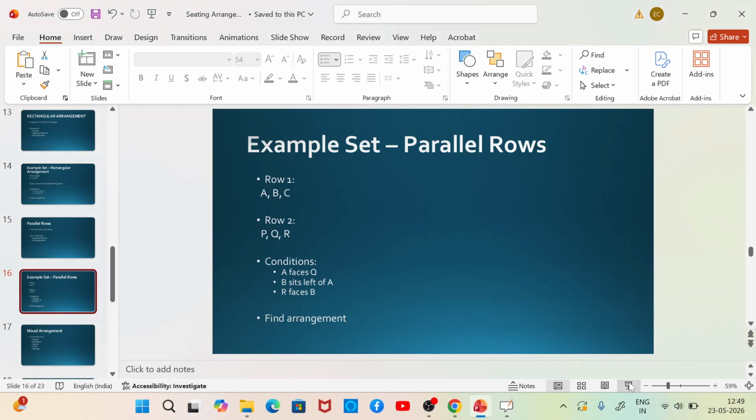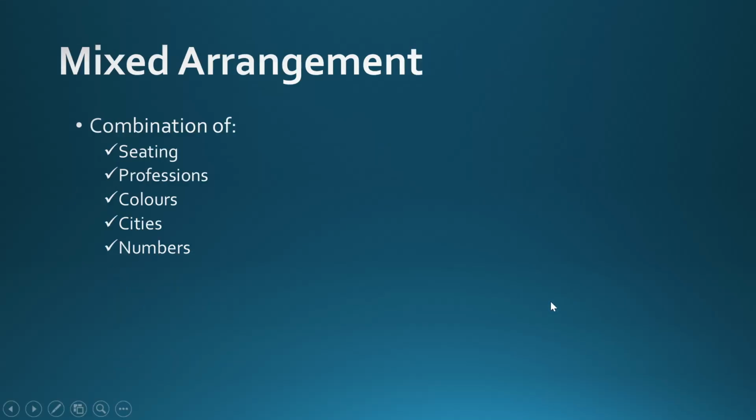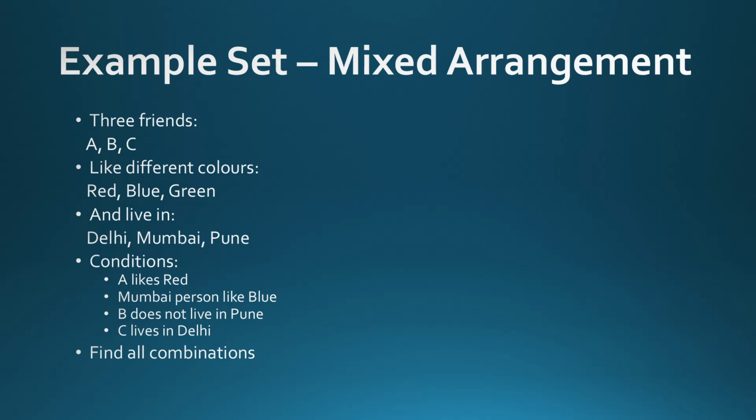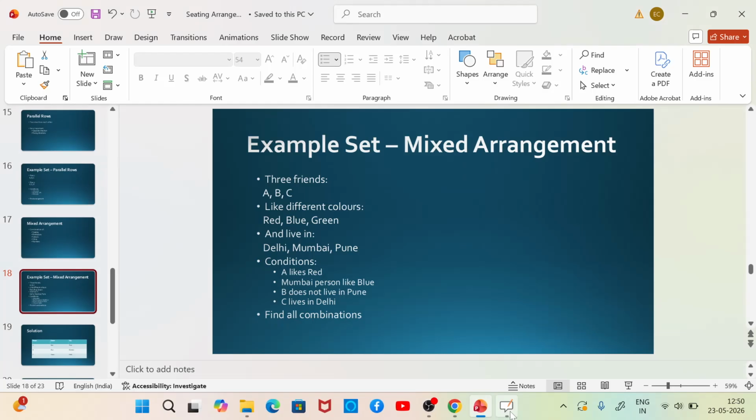Now we'll move to mixed arrangement. So mixed arrangement is a combination of seating, professions, colors, cities, numbers. These are common in advanced CAT LRDI sets. So let's look at an example set of mixed arrangement. Three friends ABC like different colors red, blue, green and live in different cities: Delhi, Mumbai, Pune. Conditions: A likes red, Mumbai person likes blue, B does not live in Pune, C lives in Delhi. Find all combination. So here we'll use table for mixed arrangement problem. Okay, so let's solve this one.